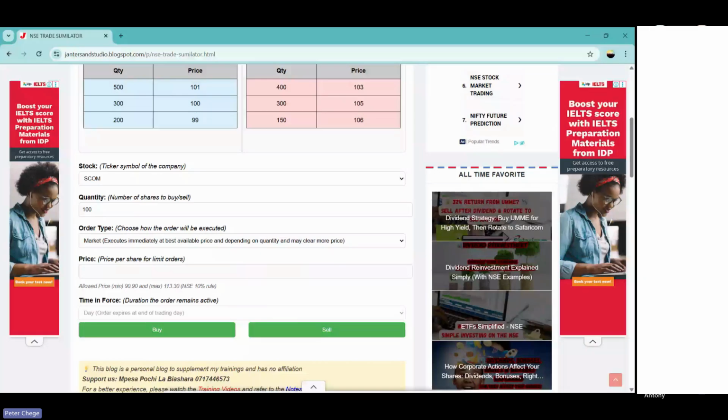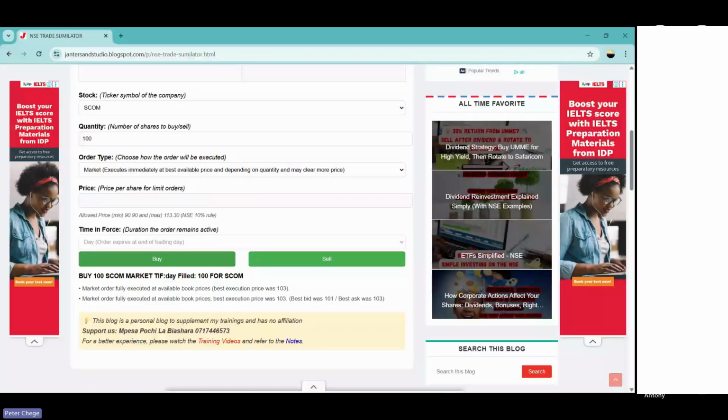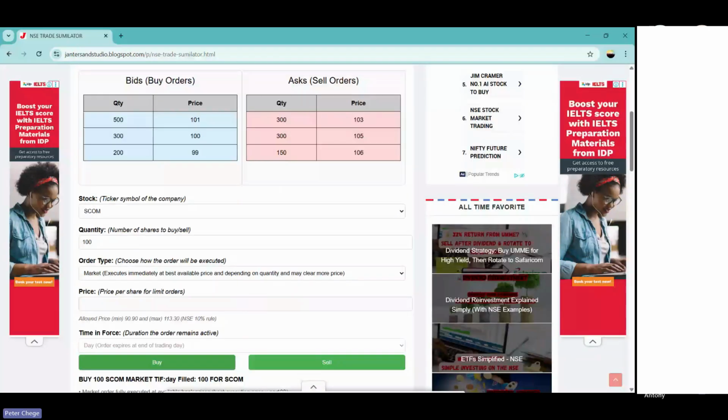Notice I've only cleared the 100 out of 400. And you can see it down there at the best price. And it tells you the number of shares you have executed, fully filled. But my order was 100. There was 400. So that's how you play with a market order. For a market order, always check the quantity that is available on the other side so that you don't clear everything.